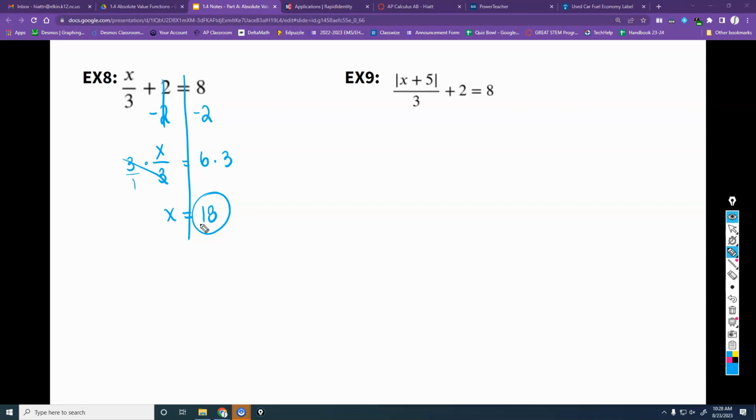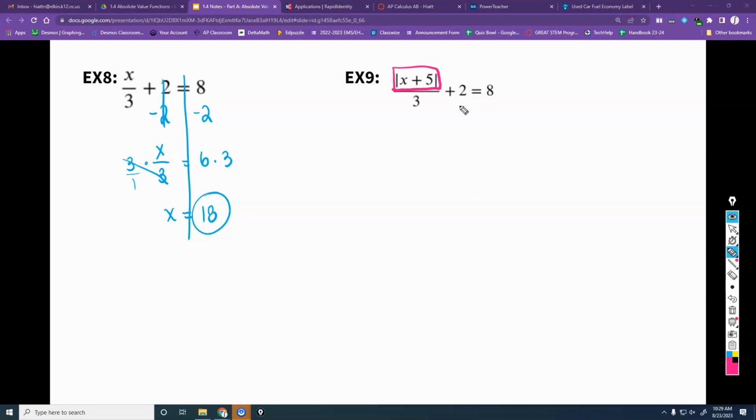Now, example 9 is going to be similar. Example 9, we don't rewrite this at the beginning. We don't make it like positive 8, negative 8 at the beginning. Because before we can make this positive 8, negative 8, the absolute value bars have to be all by themselves. So what we're going to do is get rid of the stuff that's not on the inside of the absolute value bars.